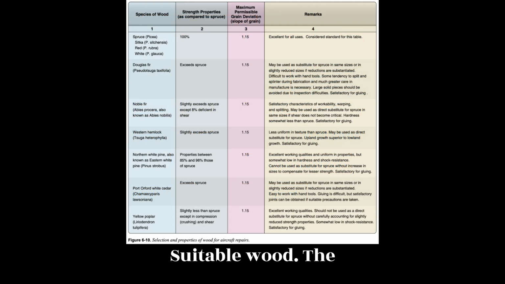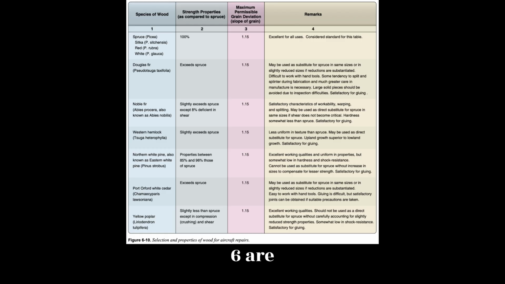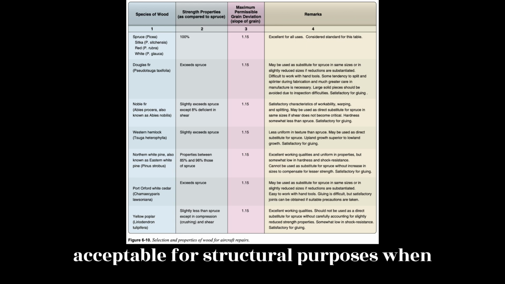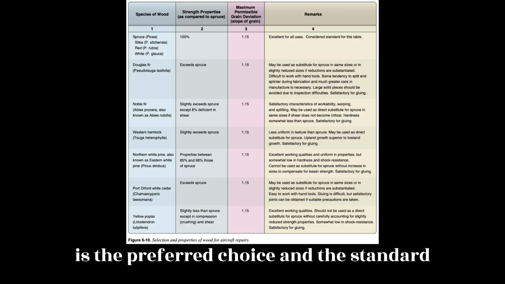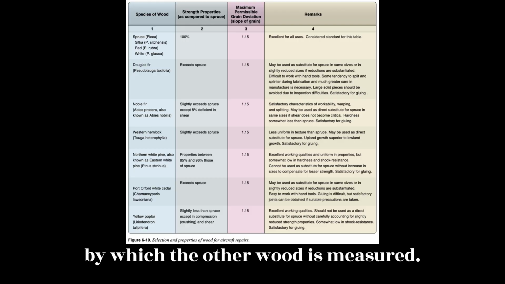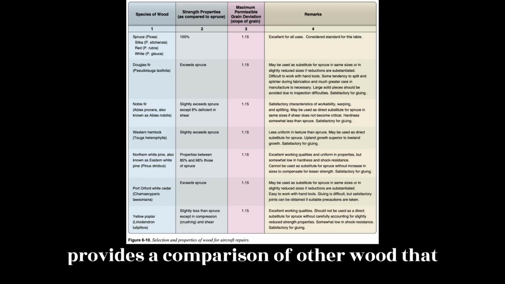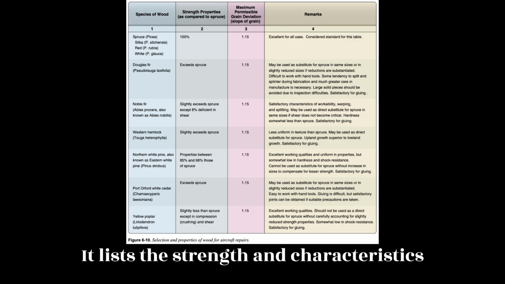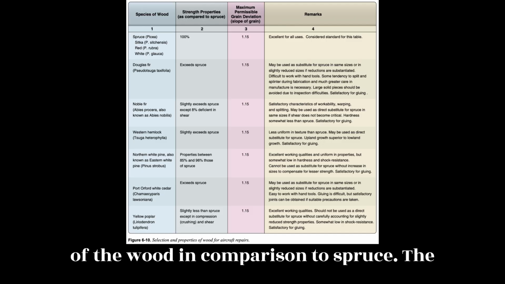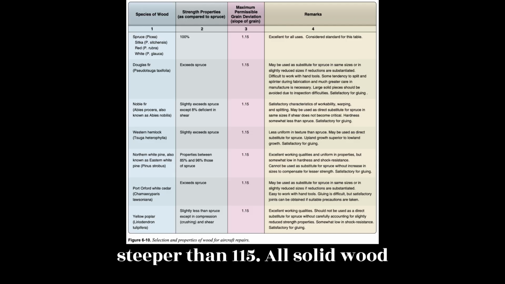Suitable wood. The various species of wood listed in Figure 6.10 are acceptable for structural purposes when used for the repair of aircraft. Spruce is the preferred choice and the standard by which the other wood is measured. Figure 6.10 provides a comparison of other wood that may be suitable for aircraft repair. It lists the strength and characteristics of the wood in comparison to spruce. The one item common to all the species is that the slope of the grain cannot be steeper than 1/15.